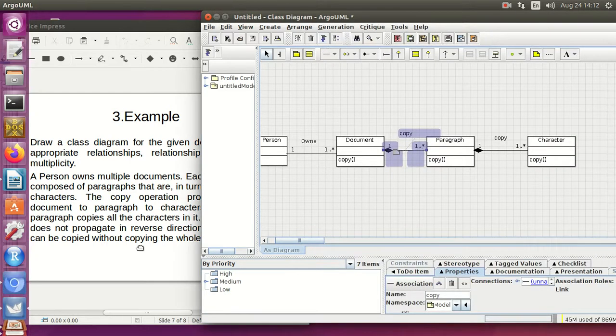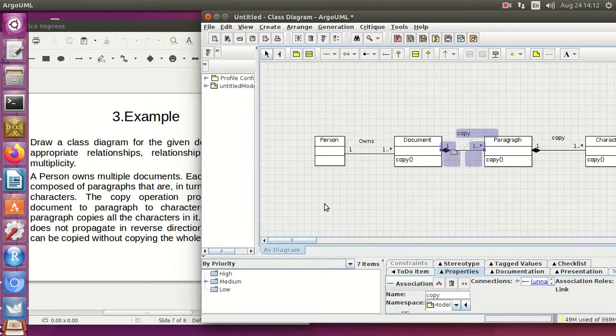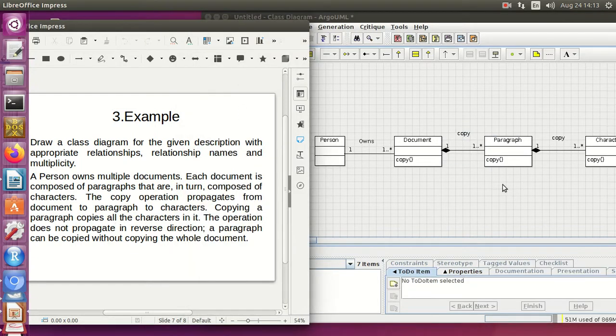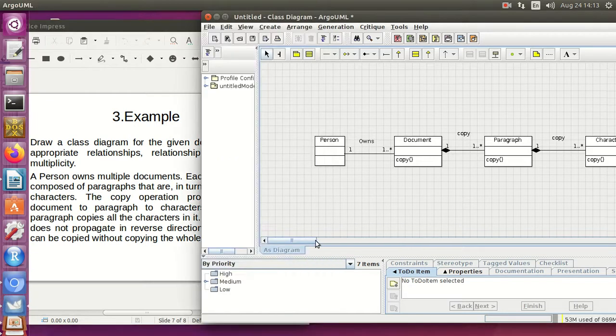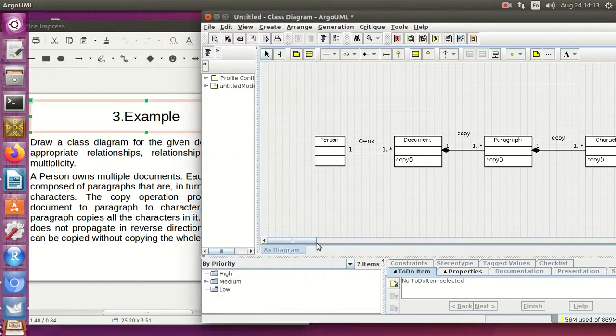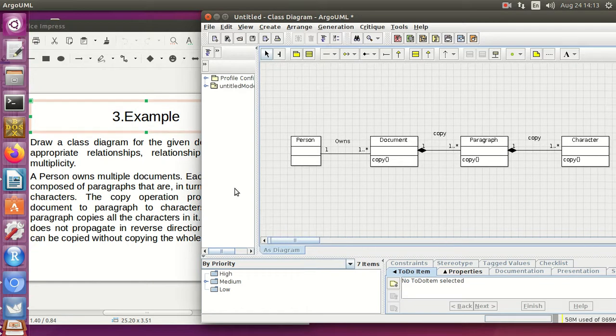Likewise, you can convert the descriptions into the class diagram. When to use composition and when to use aggregation, based on the descriptions we add that type of relationship into the diagram. Likewise, you can draw the class diagram based on the descriptions. Thank you.